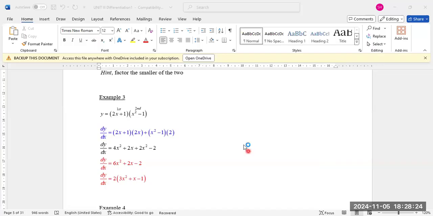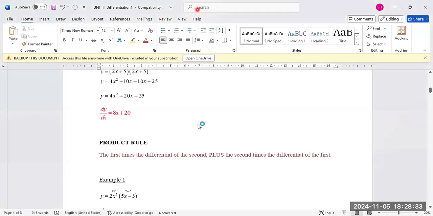Where do I want to go now, Lord? I am going to go to a place that speaks of the product rule. I think I'm going to start right here.